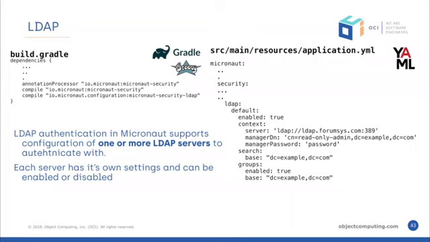You see there micro.security.ldap.default. Default will be the name of this LDAP server, but you can have several of these configurations. Each one will get its own settings, so you can have completely different settings. You can enable one and disable the other one. So it's really powerful if you have several LDAP servers that you need to use as authentication providers.